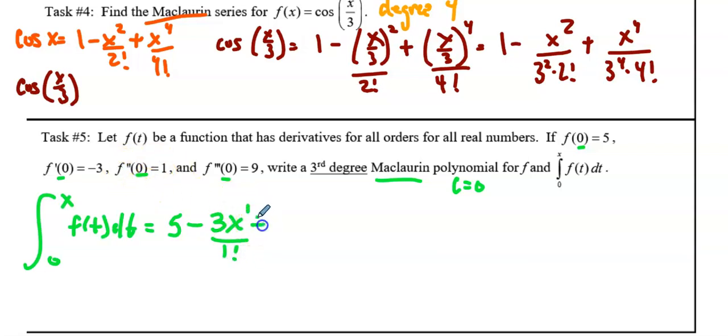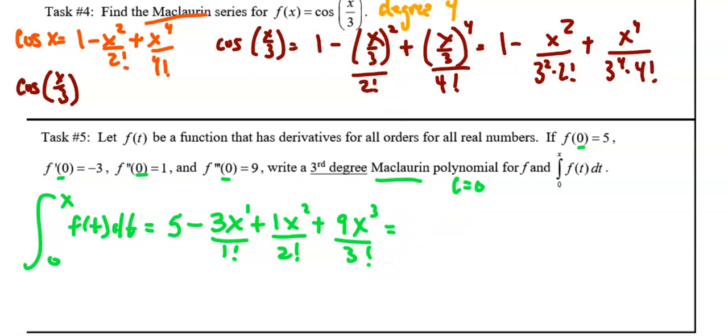And now we're going to do plus our second derivative, which is 1, and since it's the second derivative, this is everything all about 2. So x to the second over 2 factorial. Then our third derivative is going to be plus 9, right? This is f cubed, or this is x cubed. The third derivative of 0 is 9, and again, it's x cubed over 3 factorial. And that's all that we do.